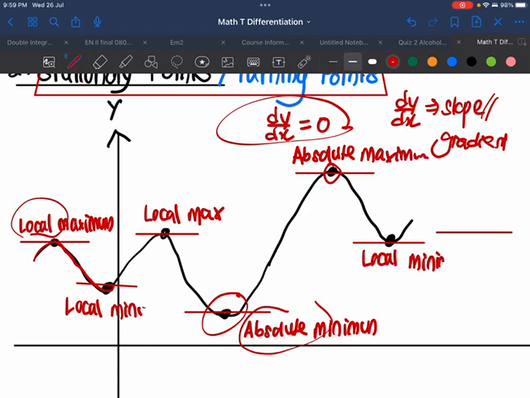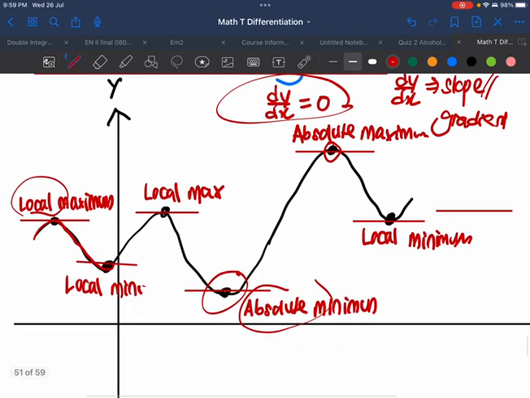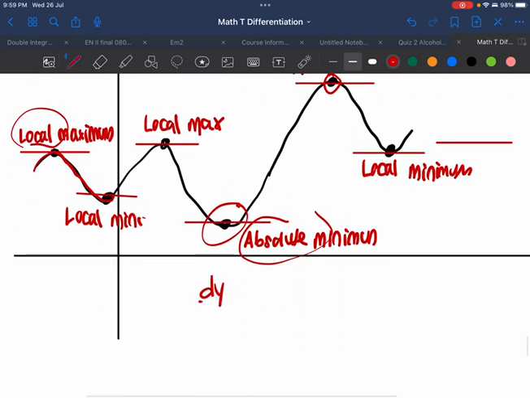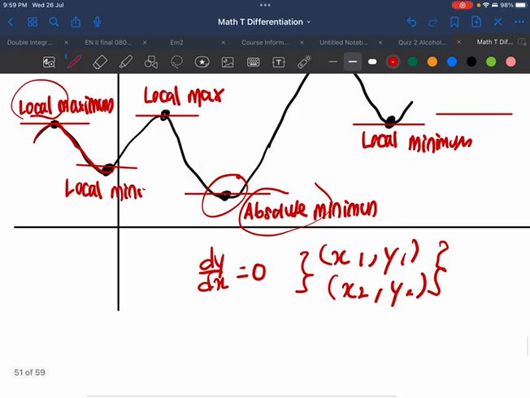Alright, so here we learn about this equation. To find all these points, we let dy/dx equivalent to 0. So we can get many points of x, y. Let's say we get x1, y1, x2, y2, and we must give all the points in the answer.